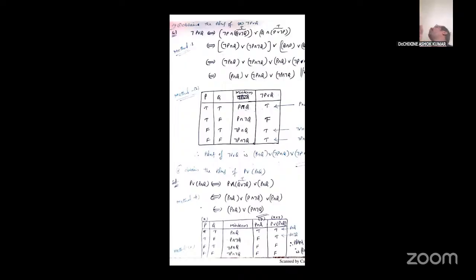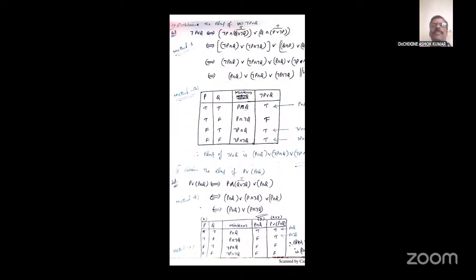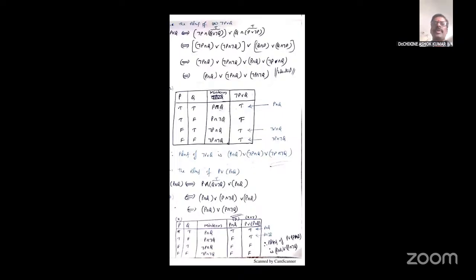Yes, I will explain one problem here. Just listen. I'll do this problem in both situations, with truth table and without truth table. Here, obtain the principal disjunctive normal form of negation P union Q.